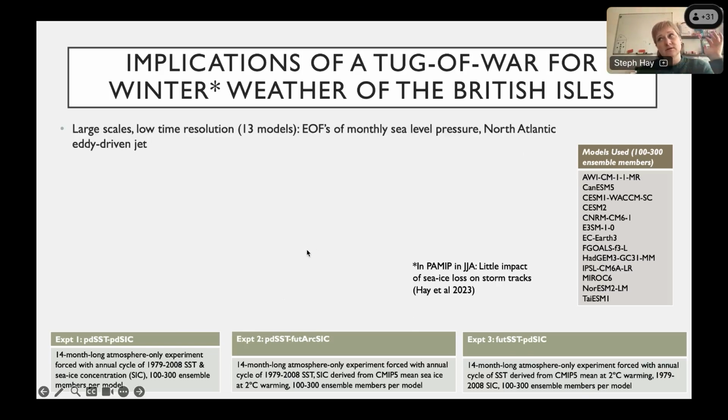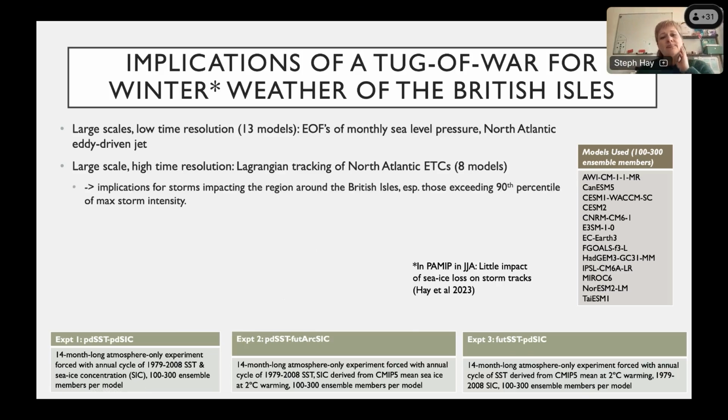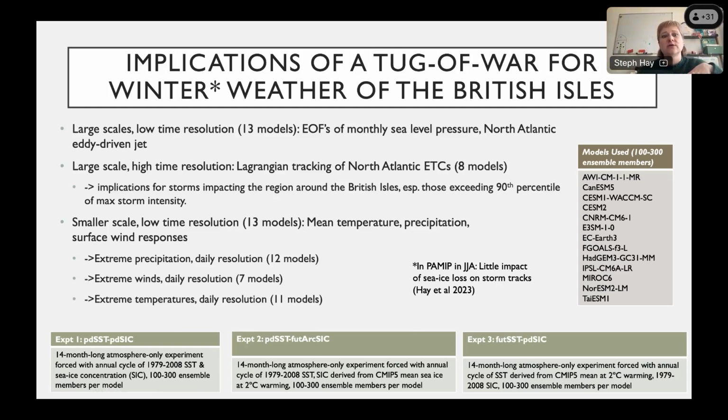We kind of start at large scales. We try to look at the large scale variability of the North Atlantic. Then we look at the North Atlantic storm track. Especially we want to look at the storms that would track within the British Isles region, and especially the strong storms that do so. And then we try and look at some more local changes to temperature, precipitation, and especially extremes in those things.